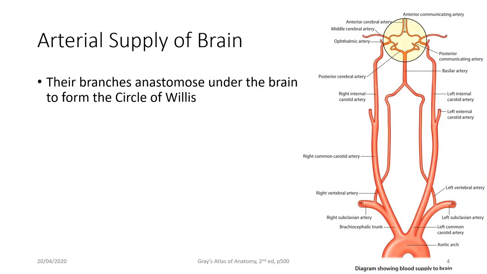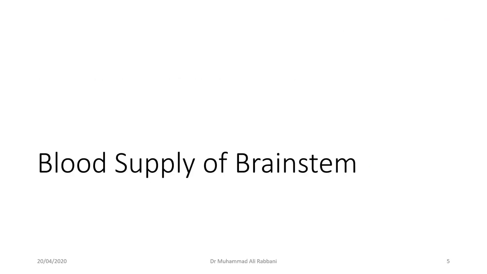So here you can see a schematic diagram that shows the two vertebral arteries shown in the previous picture. They join to form basilar artery, and there is internal carotid artery. They form the circle of Willis. The actual formation of circle of Willis is beyond the scope of this lecture, so we should skip it and focus on the topic on hand. So the topic on hand is blood supply of brainstem.